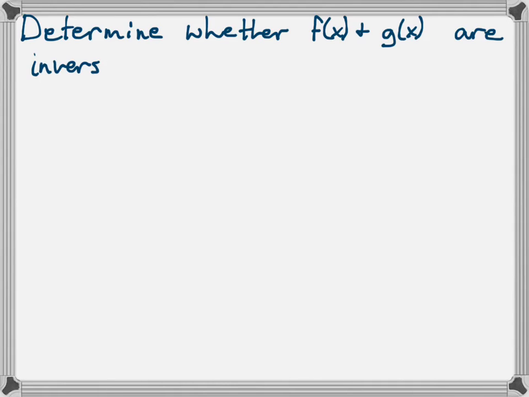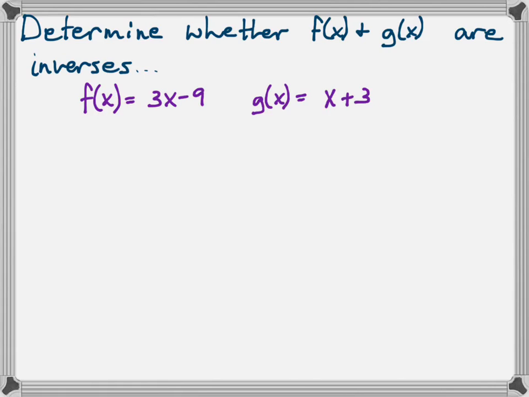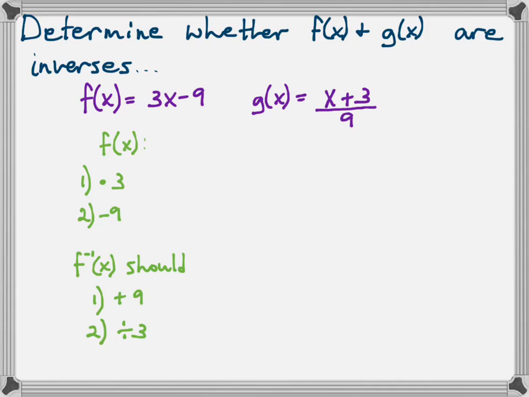Okay, here's another one. Determine whether f and g are inverses when f of x is 3x minus 9 and g of x is (x plus 3) over 9. Well, the steps for f of x are times 3 and minus 9. And so the steps for f inverse should be the opposite of minus 9, which is plus 9, and the opposite of times 3, which is divided by 3. And let's see if g is doing that.